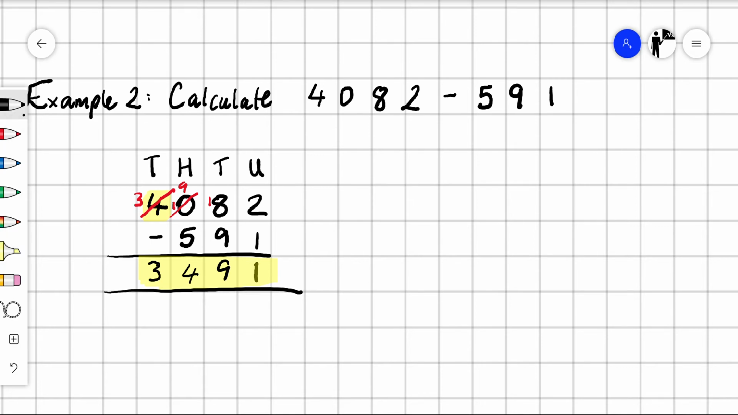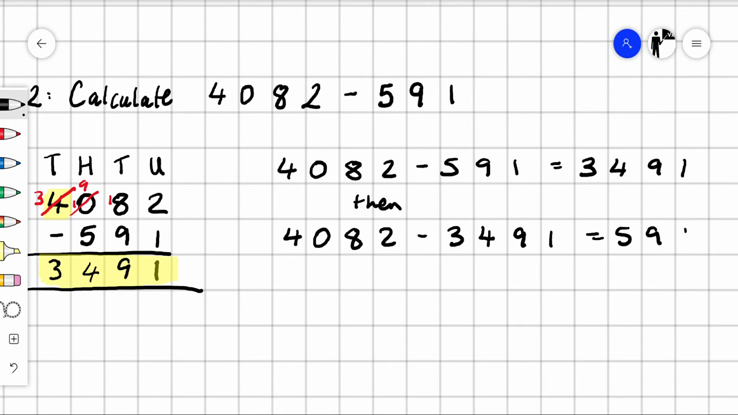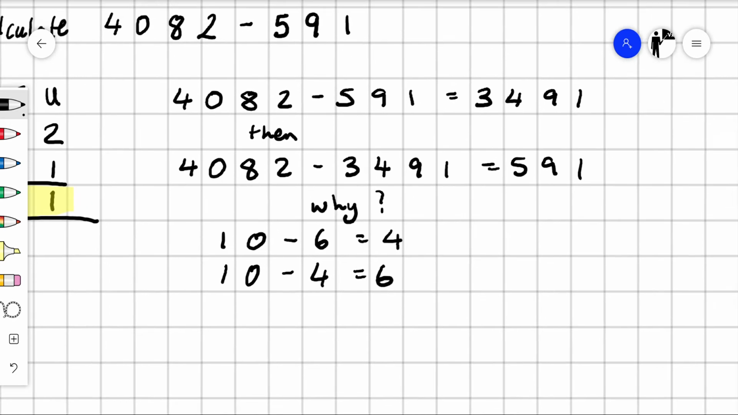Okay, so let's just take a few notes from here. If we know that 4082 subtract 591 is 3491, then we know that 4082 subtract 3491 is 591. That might not be immediately obvious, but if we think about easy numbers, if we say that 10 minus 6 is 4, well, we know that 10 minus 4 is 6. So I've just applied that there.